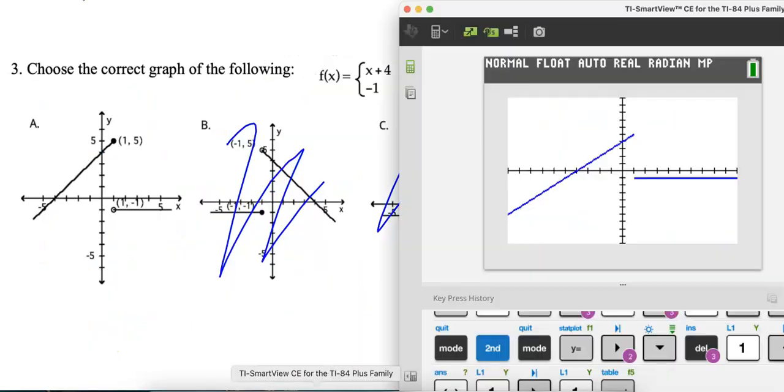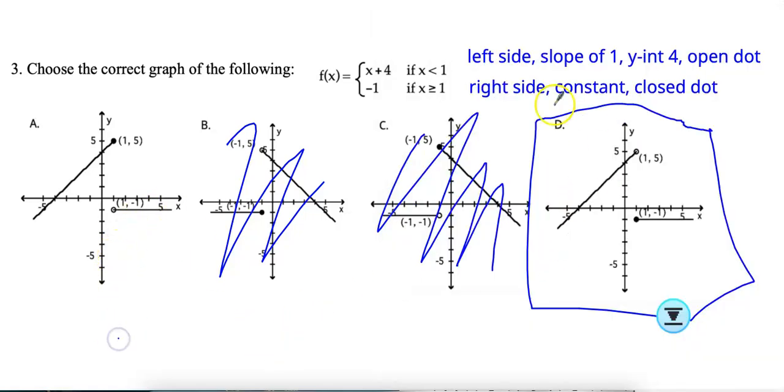Our last one, if we graphed it, we get the following. So we're between A and C, and then notice the left side of your graph must be an open circle, which would have to be D.